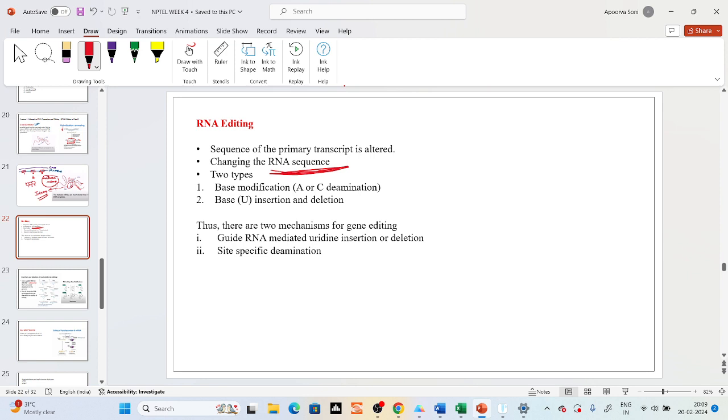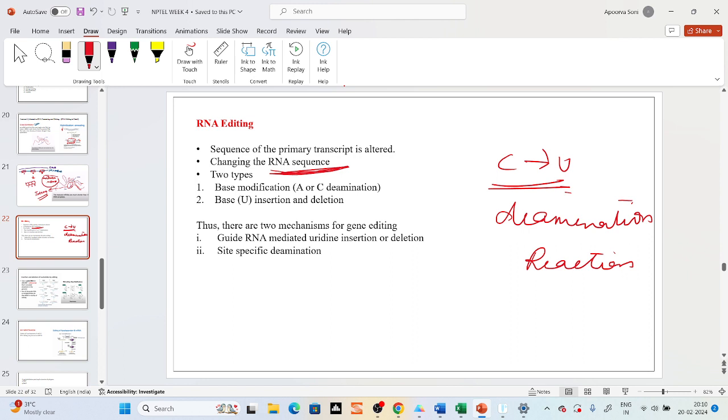Now, base modification means deamination reactions, of adenosine and cytosine. Cytosine is converted into uracil, a C to U change. This is known as a deamination reaction. And the other is insertion of uridine bases or deletion, that is insertion or deletion. So there are two mechanisms for gene editing. The first one is uridine insertion or deletion, and the second one is base modification, that means site-specific deamination of adenosine and cytosine.